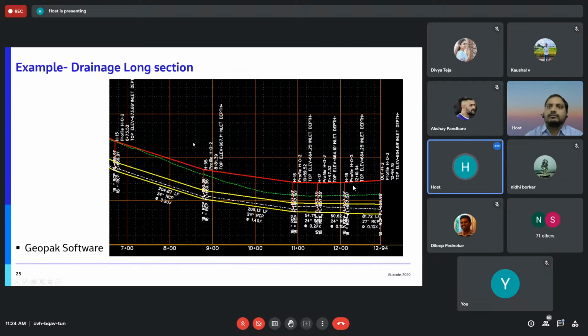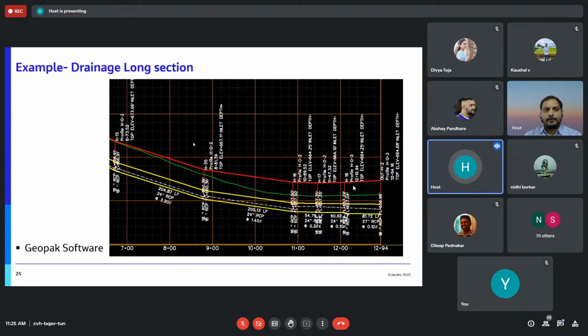Next slide. So this is a screenshot from Geopack software. What I have in front of me is, you must have heard of long sections and cross sections. What I showed you before, the road, is called a cross section, where you can see the different road elements, and this is a long section of the pipe drainage system. So you can see what all is displayed, like the invert elevation, the slope of the pipe, and the name of the pipe chambers.